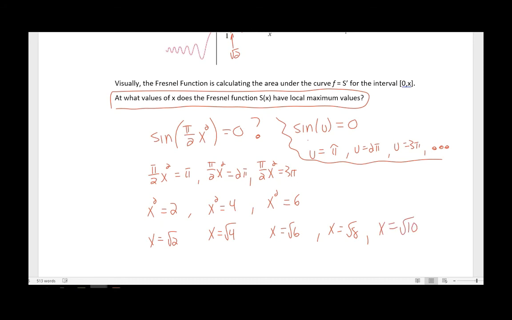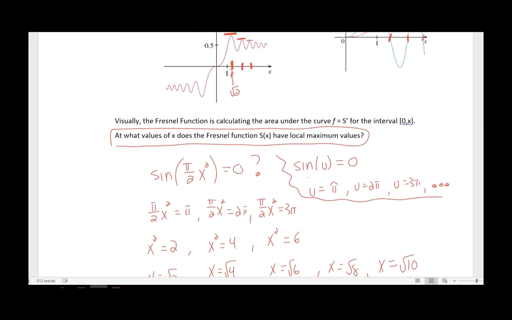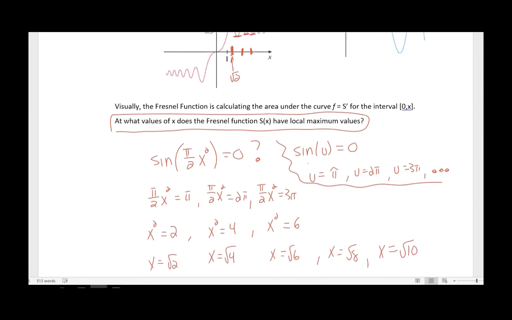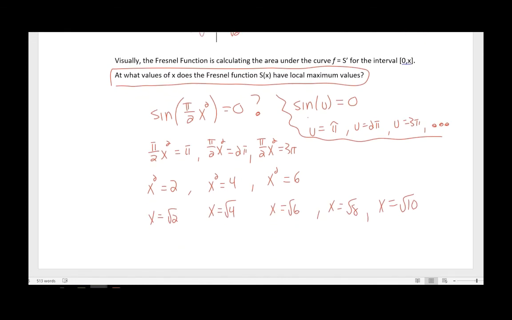Now if we come back and look at our graph real quick, we can see that root 2 is going to be this first guy. Root 4 is going to be that guy as the minimum. Root 6 is the max. Root 8 is the min. Root 10, root 12, root 14, and so on and so forth. So root 2, root 6, root 10, root 14, those are going to be all of my maximum values in particular.